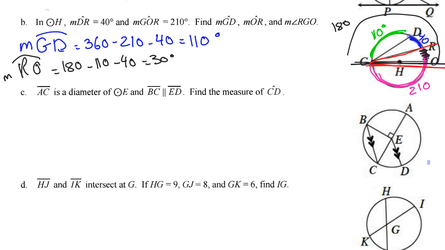And RO corresponds to angle G as an inscribed angle. So if RO is equal to 30, then the measure of angle RGO is half of the 30 because it's an inscribed angle, and that's equal to 15 degrees.